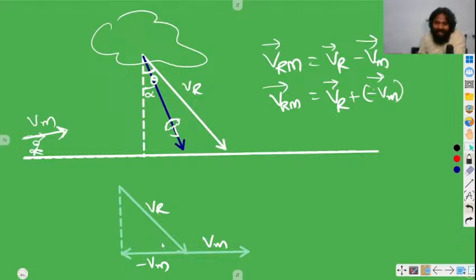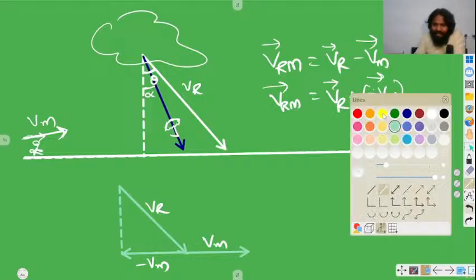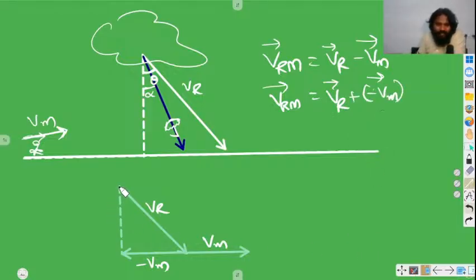If you apply the triangle of vectors, then what is the resultant? This time I'll take the yellow one. So tail to tail, head to head. This is the velocity of, what is the yellow one? Velocity of rain with respect to man.